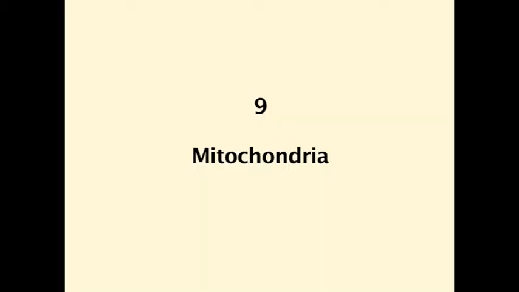The next is mitochondria. Mitochondria are the site of cellular respiration and ATP production. They have an outer membrane and an inner membrane with cristae, and the mitochondrial matrix contains the mitochondrial DNA, 70S ribosomes, and metabolic enzymes. They multiply by binary fission.